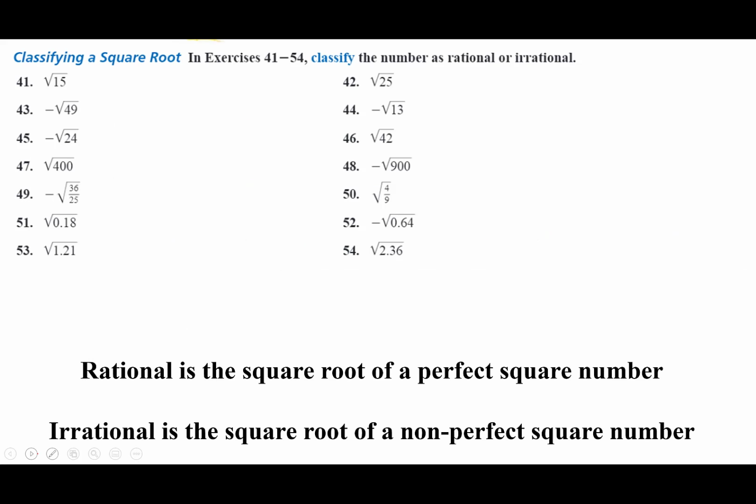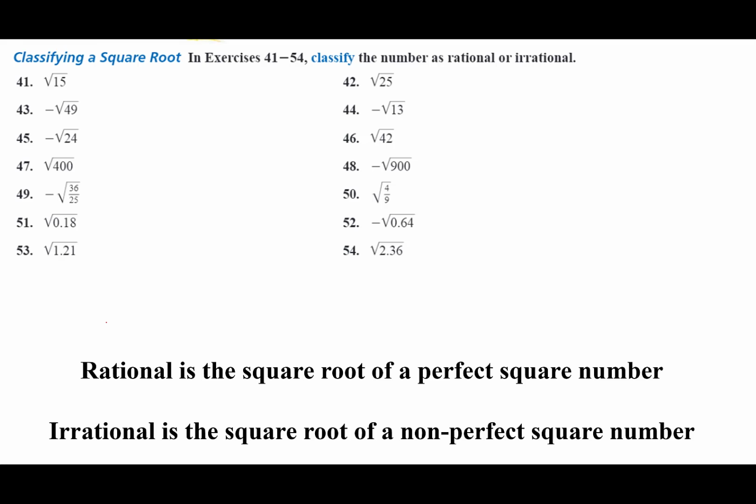Okay, take a look at these problems. It says classify the numbers as rational or irrational. And then I have a note at the bottom of the screen. There's one difference of how you can recognize rational and irrational. Take a look at the bottom of the screen. A rational number is the square root of a perfect square number. Irrational is the square root of a non-perfect square number.